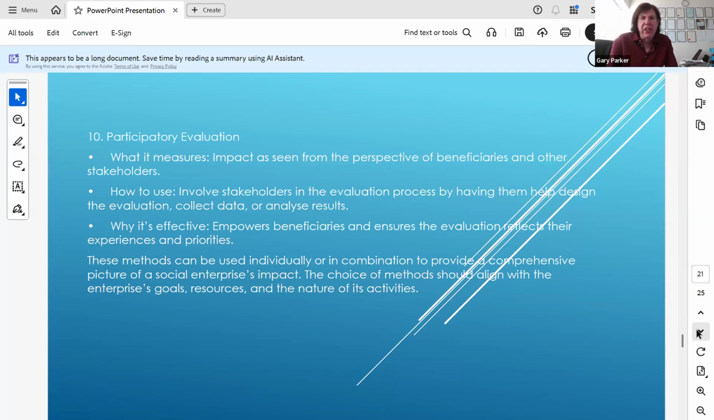And not only is the evaluation process supported in the design by your beneficiaries and other stakeholders, but the whole project outline and development is. And then you collect data and analyze the results with them. Why it's effective? Because it empowers beneficiaries and ensures the evaluation reflects their experience and priorities.